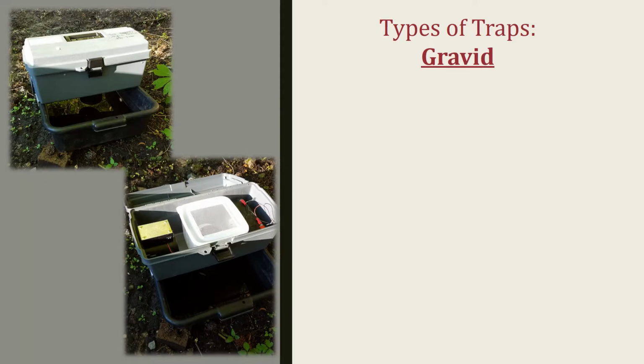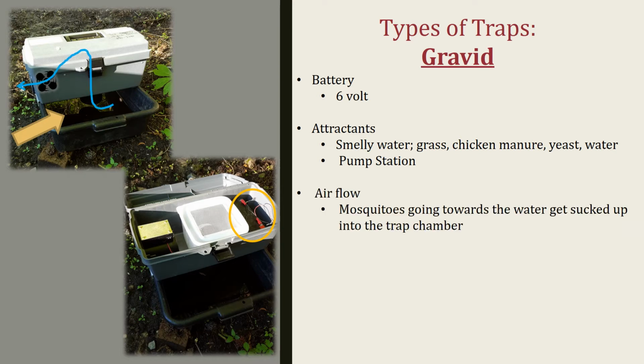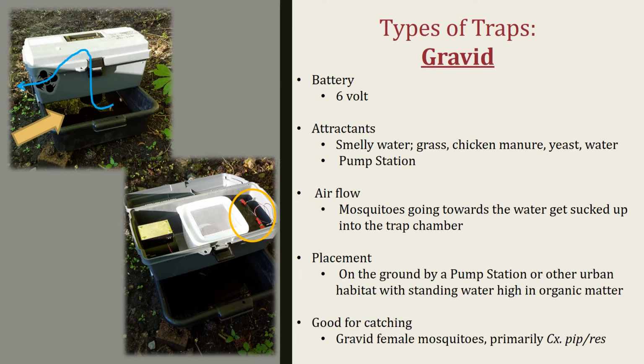The last type of trap we'll be talking about is the Gravid trap, and these operate off of a 6-volt battery. The attractant is smelly water, which is a combination of grass, chicken manure, yeast, and water, and they are usually placed at pump stations, which in themselves smell. The air is sucked up from where the water is beneath the trap up into the trap, so the mosquitoes get stuck into this trap chamber and then out to the side of the trap.